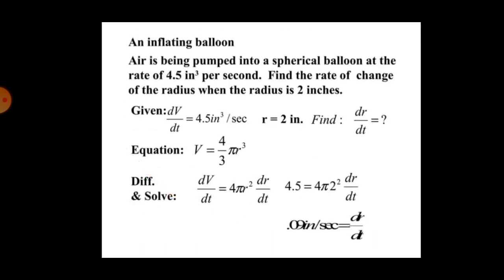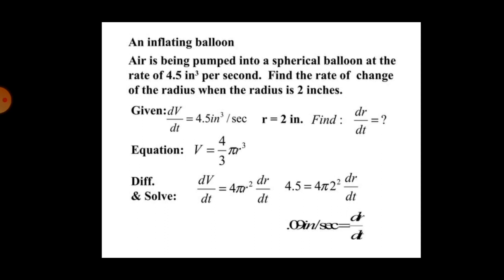So, second example: an inflating balloon. Air is being pumped into a spherical balloon at the rate of 4.5 inches cubed per second. Find the rate of change of the radius when the radius is 2 inches.